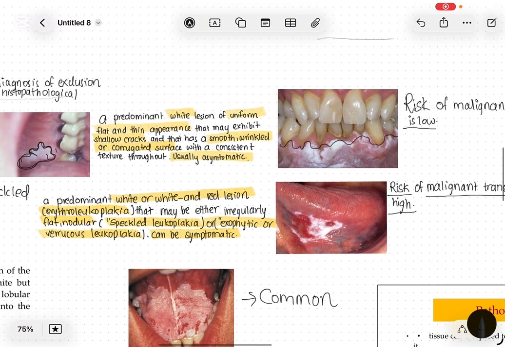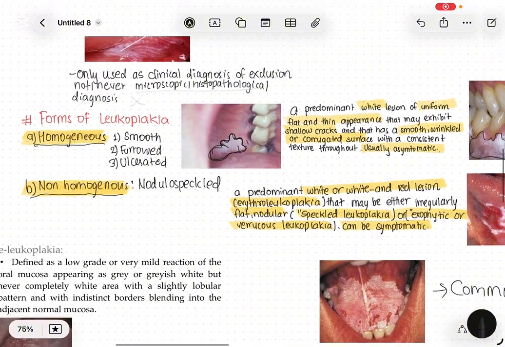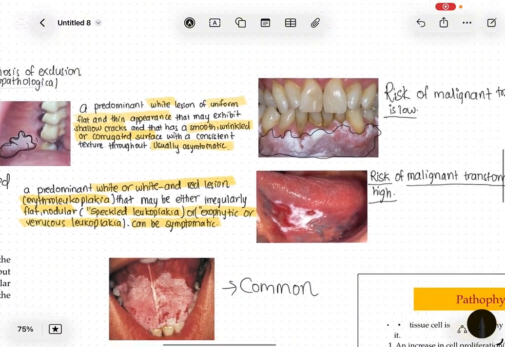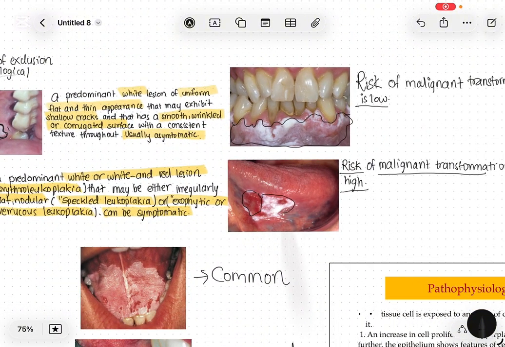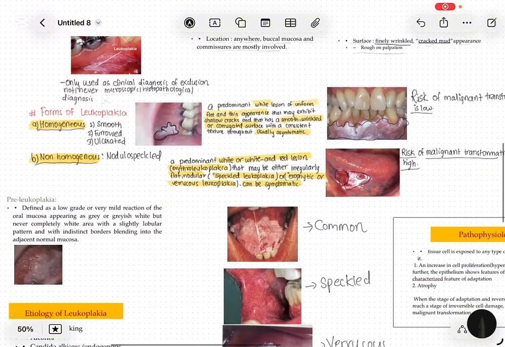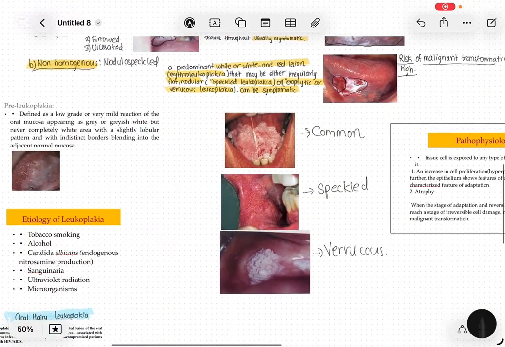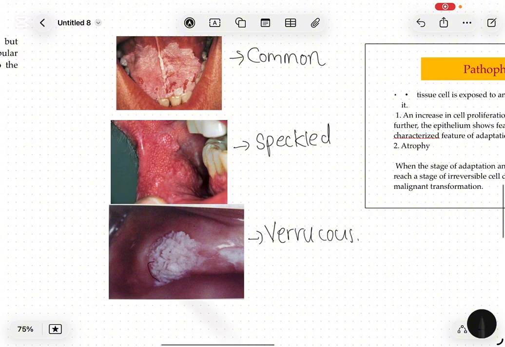Homogeneous forms of leukoplakia are completely white, as we saw, but this leukoplakia is red and white, nodular and speckled. It is not completely flat; somewhere it is nodular, and somewhere it can be cauliflower-like, which is verrucous or exophytic. These are the types of non-homogeneous leukoplakia. Verrucous means cauliflower-like, and you can see the cauliflower-like appearance here.